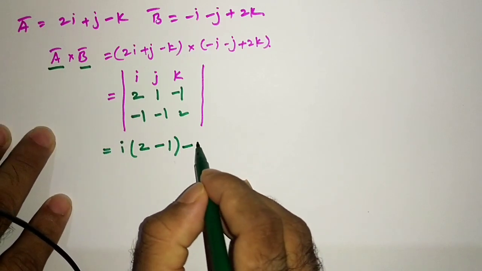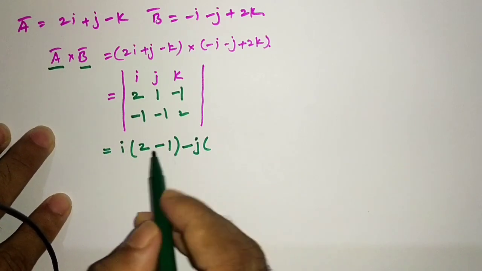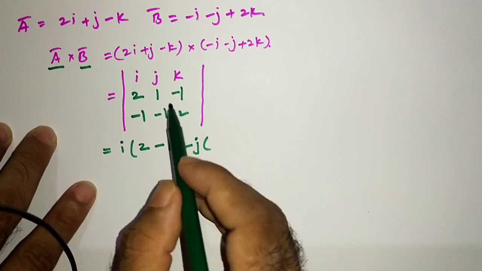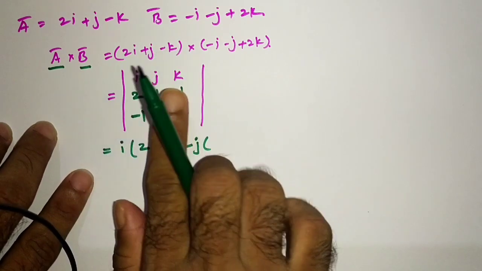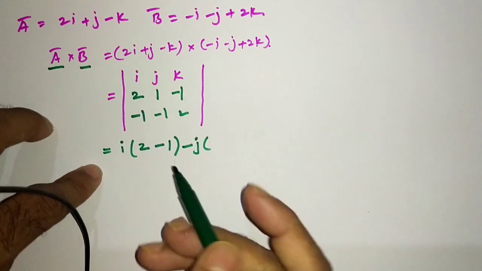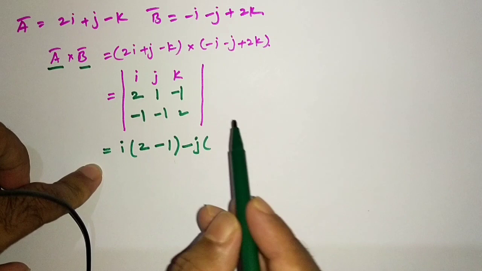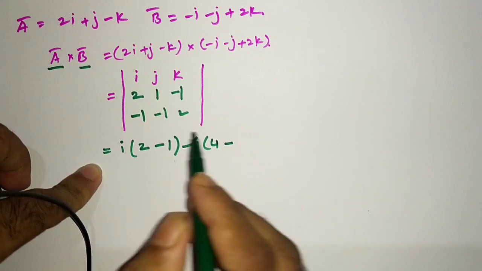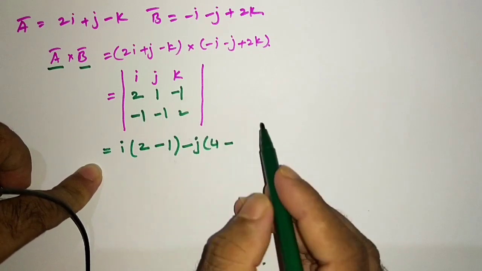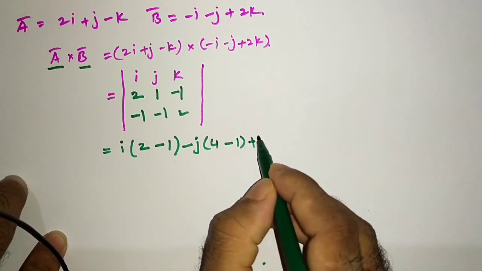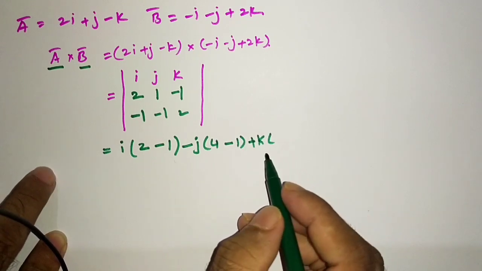Next minus j, in the formula itself it is minus j, plus i, first minus j next. So when you are calculating j, you need to close j. Okay, so when you close j, forget about this. What is that? 2 into 2, how much? 4, minus 1 into minus 1, that is 1. Plus k into. Are you understanding or not?